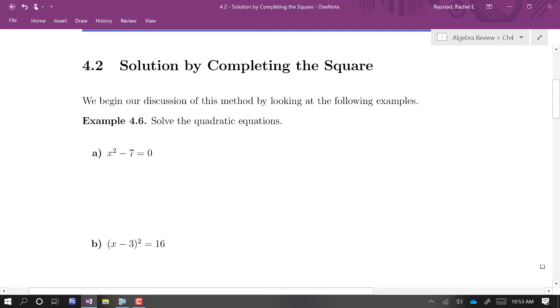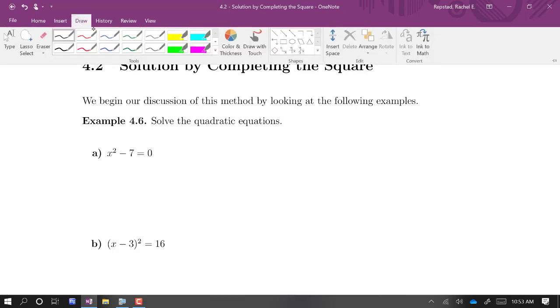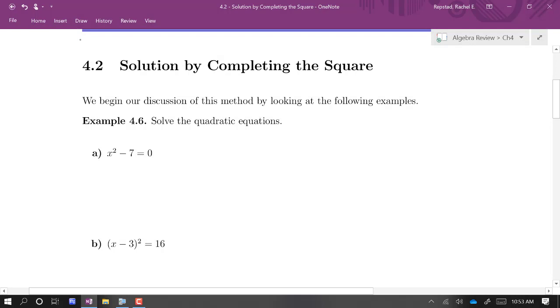We're going to begin with some simple examples. So let's say I wanted to solve the equation x squared minus 7 equals 0. Your instinct might be, well, what if I just get the x squared by itself? All right, we could add 7 to both sides. And then we have x squared equals 7.